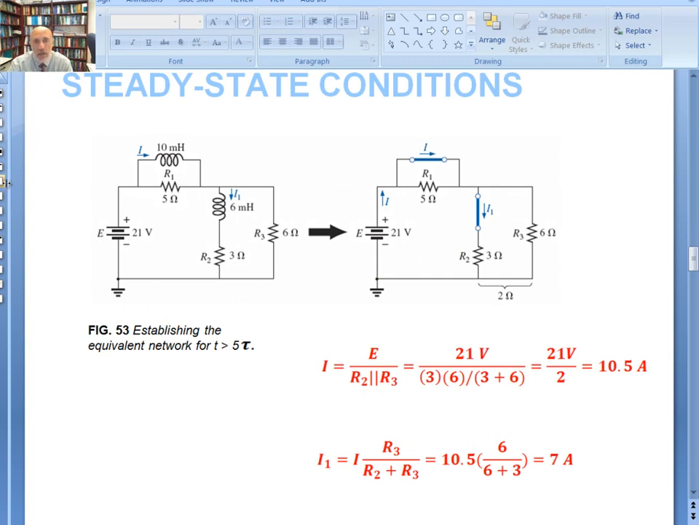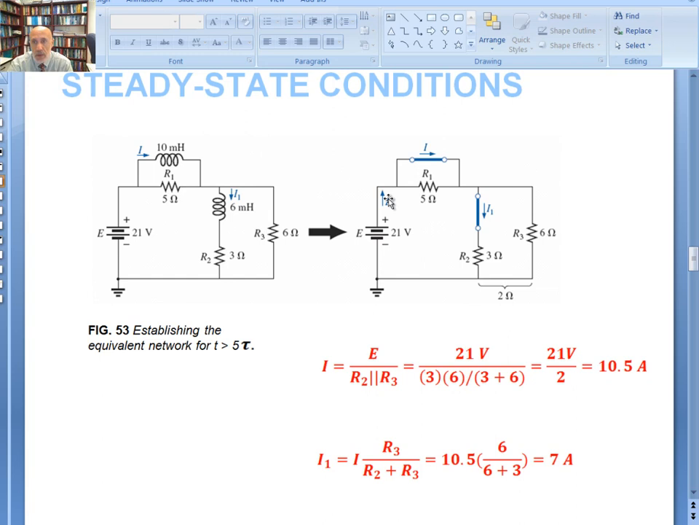Another circuit, let's say you have 2 inductances. If you draw the equivalent circuit at steady state, this is short circuited, and this is also short circuited. So if I put a short circuit here, that would automatically short circuit this 5 ohm resistor. It's the same as if you take it out of the circuit, there's no current flowing to it because all the current is going to go around to the inductor.